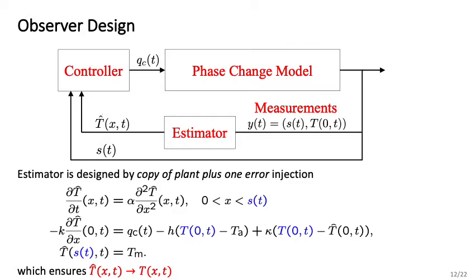Actually, this estimator is kind of simple because we didn't derive sophisticated observer gains. However, even with this estimator, the estimated temperature profile is shown to converge to the true temperature profile from the Stefan model. And therefore, this design is sufficient for our control problem.